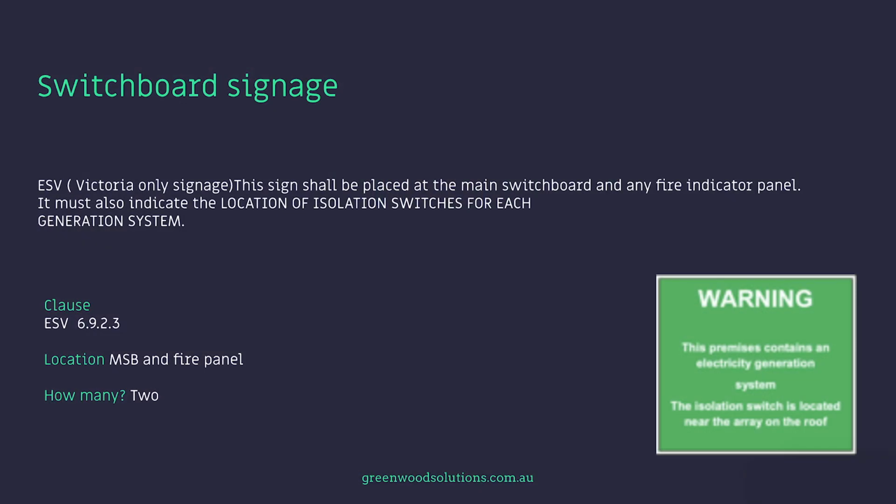This next signage is only in Victoria, so it's under the ESV requirements, clause 6.9.2.3, and the location of this sign is at the MSB and fire panel, and how many you need will be 2. And I think also if there was a transformer pad mounted, you'd put signage on that as well to indicate that this premises contains an electricity generation system.